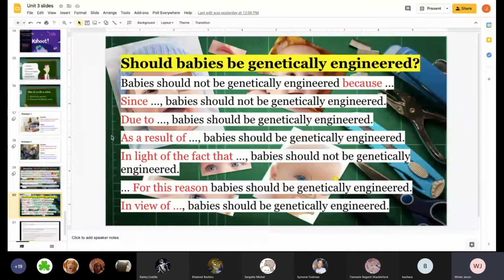So if the question that we're looking at is, should babies be genetically engineered, all right? You can write this in any of these different ways, and it doesn't really matter which one you choose, just choose the best one for you. You just have to add your reason to this to make your claim. And that's really all making an academic claim is. Now, when we're doing essays, you're also going to add to this claim a little bit of context as well, but we'll come on to that later.